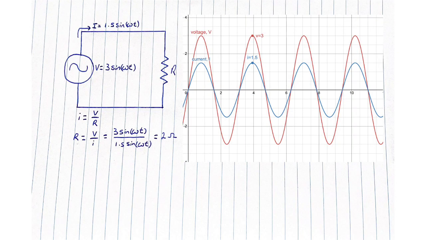Ohm's law can be applied in AC circuits as well. By dividing the voltage by the current, we are able to determine the resistance of this AC circuit to be 2 ohms. A graph of the voltage and current waveforms can be seen to the right of the circuit diagram.